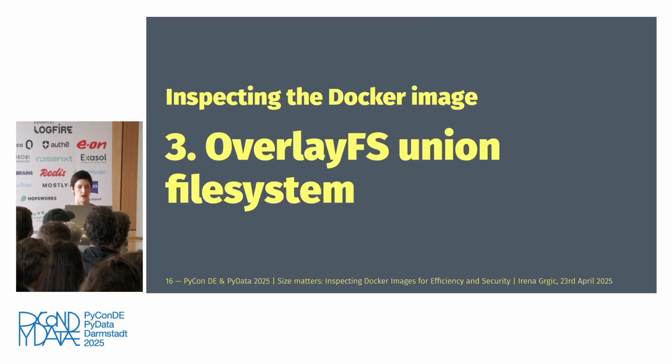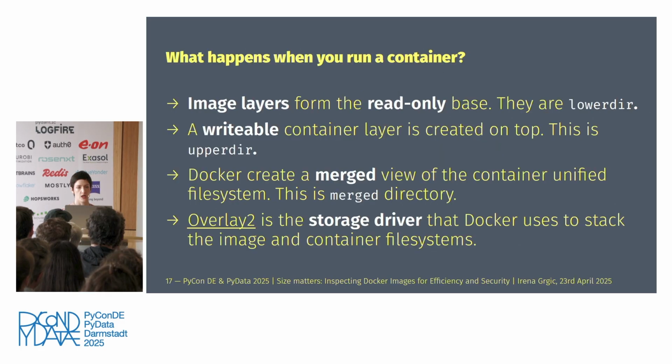Remember that. And before we talk about layers or understand what layers actually are, let's talk about how Docker actually unifies the image layers via the file system, and the file system is called overlayfs. So what happens when you run your container? When you run your container, you will have multiple image layers that form a read-only base. They're read-only, and they're called lowerdir.